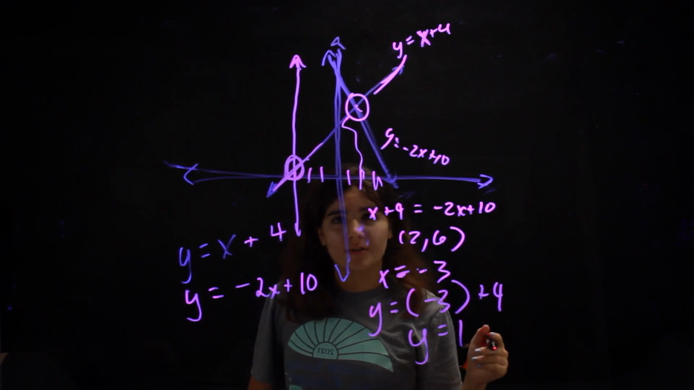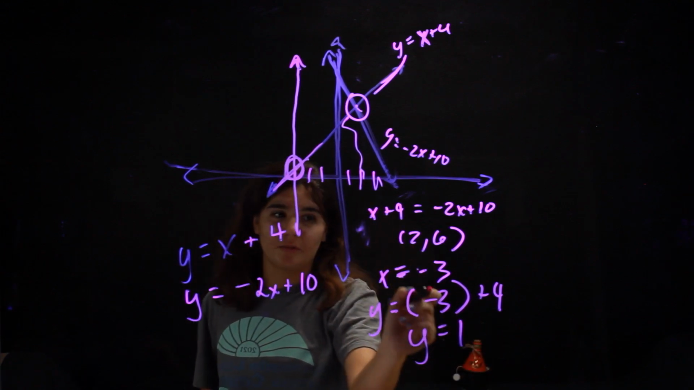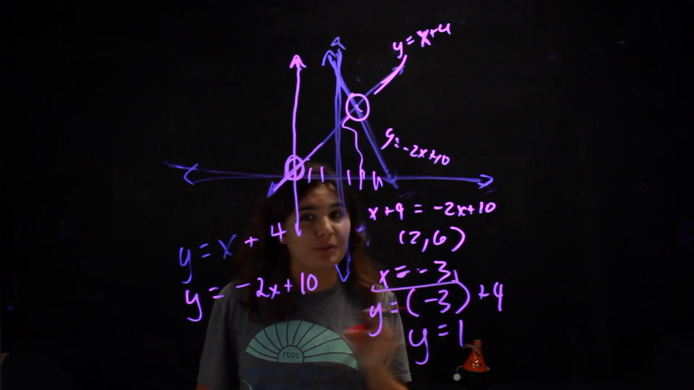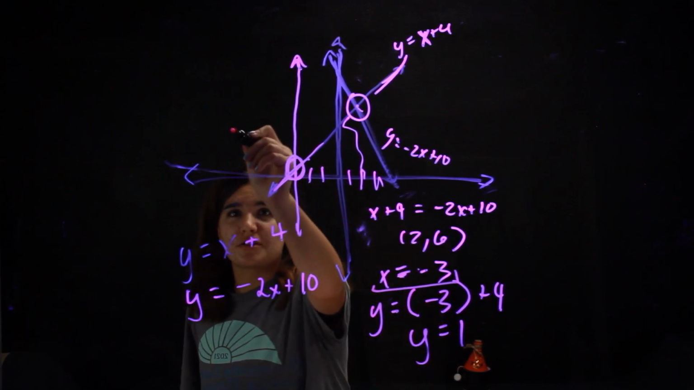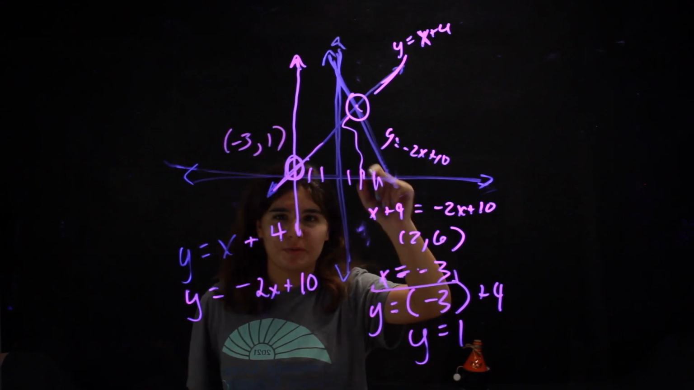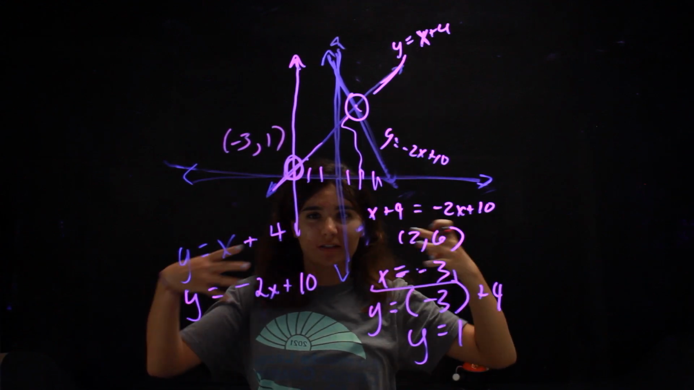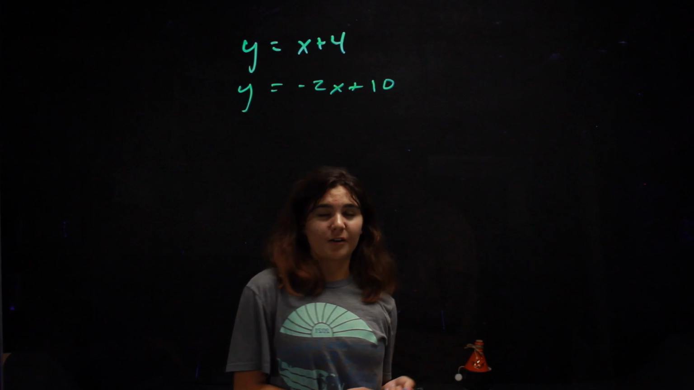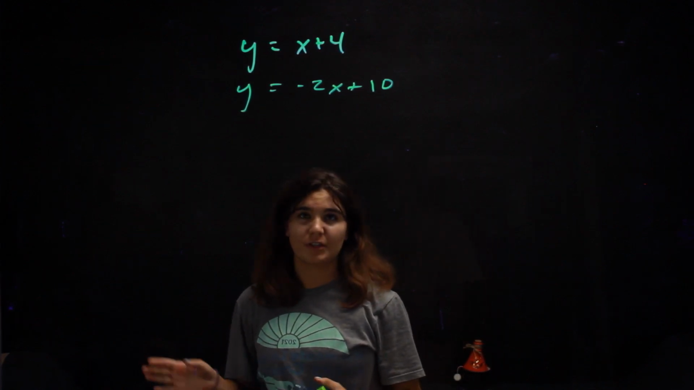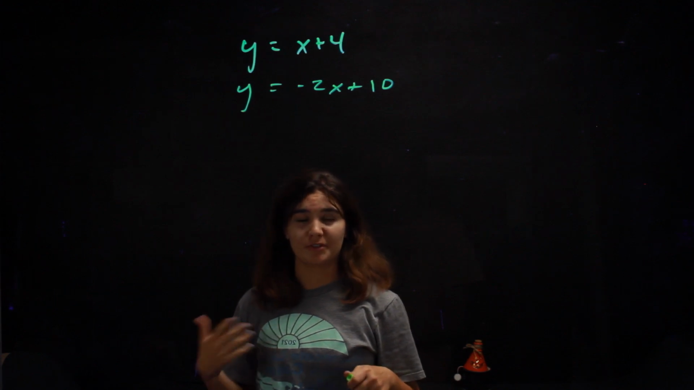So we know that this point right here is going to be negative 3, right? Because that was literally our equation, x is equal to negative 3. We don't have anything other than that. So it's negative 3, comma, 1, because that's what we got when we plugged it into this equation, which again, they're intersecting.